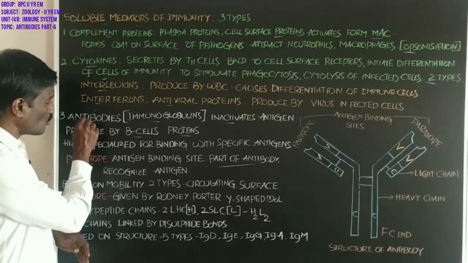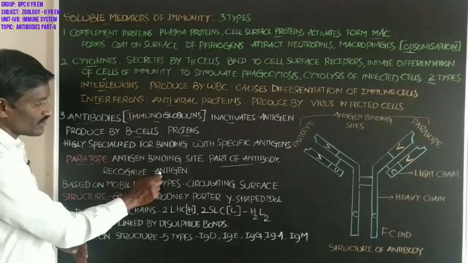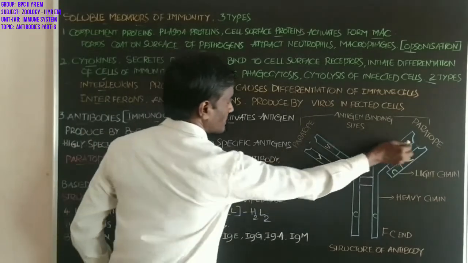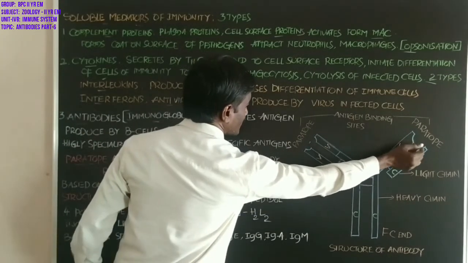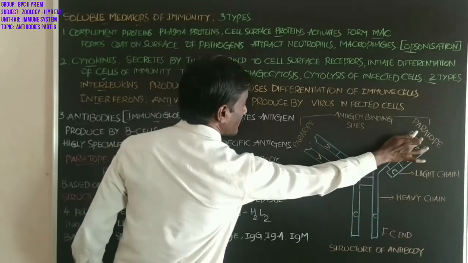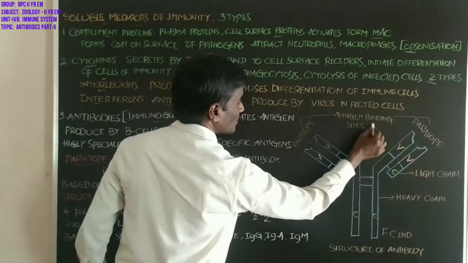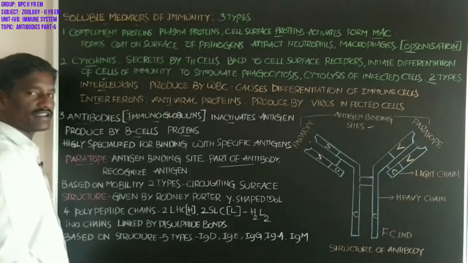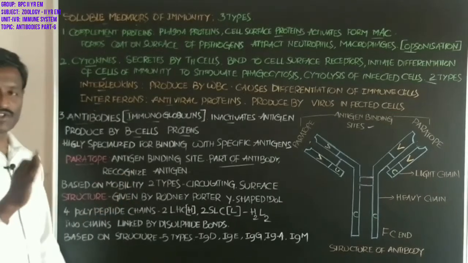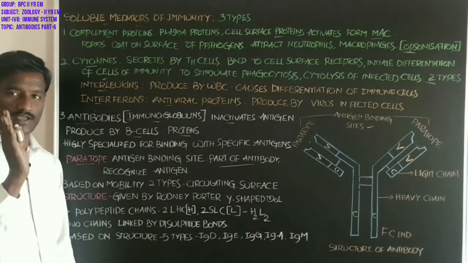This is the paratope of the antibody, which also recognizes the antigen. It is the site of the antibody that recognizes the antigen and binds the antigen. So it is called the antigen binding site. And based on mobility, antibodies are of two types.